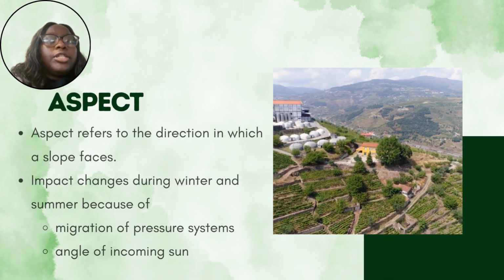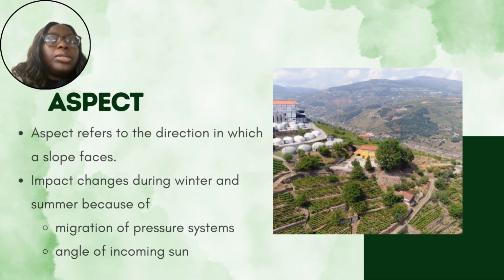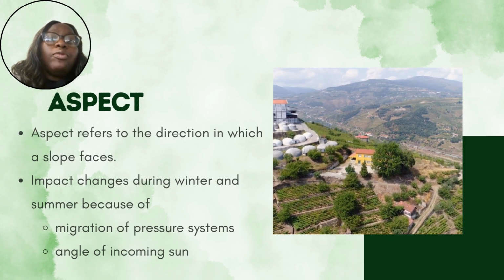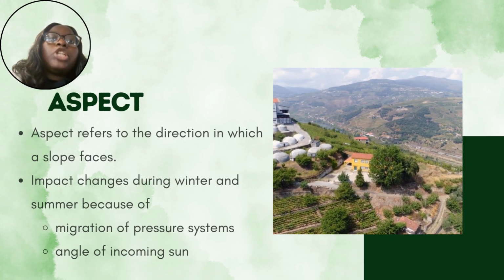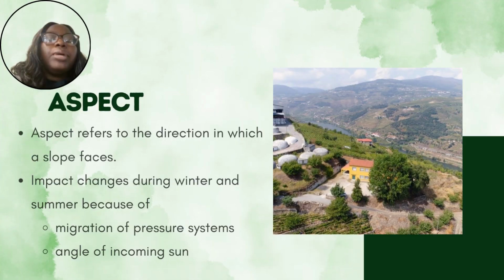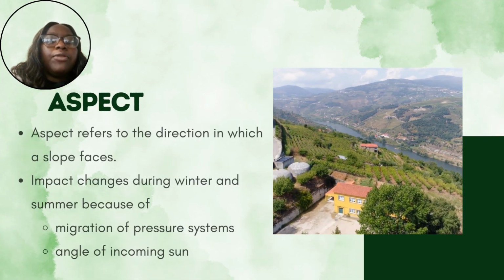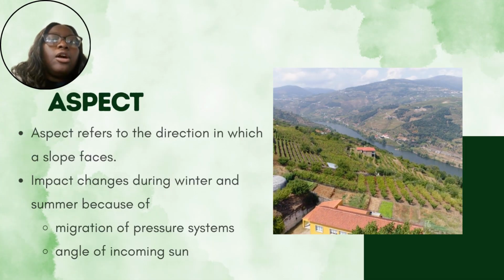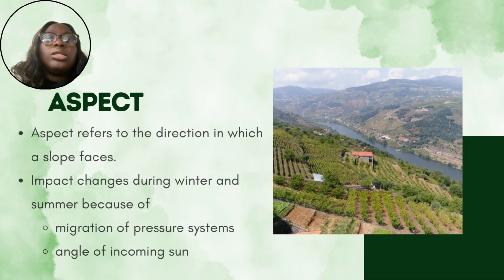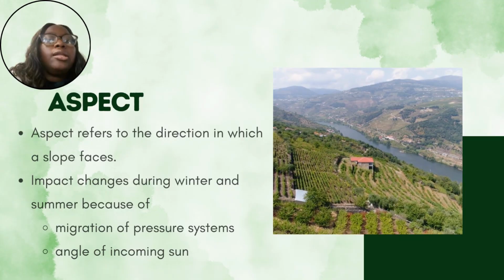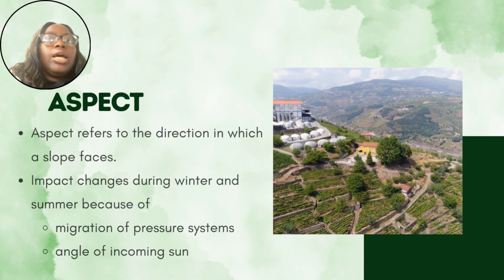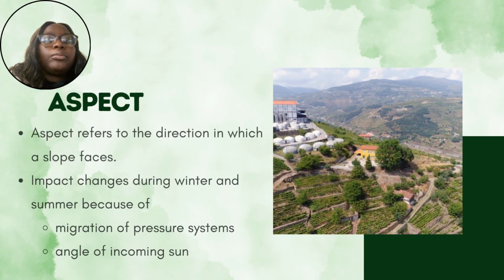The next definition is aspect, which again, as we said, refers to the direction in which a slope faces. Now, this impacts changes during winter and summer because we have migration of pressure systems, as we discussed in previous videos, as well as the angle of the incoming sun. We will go on to see what that looks like in the northern and southern hemisphere and the type of slope as well.